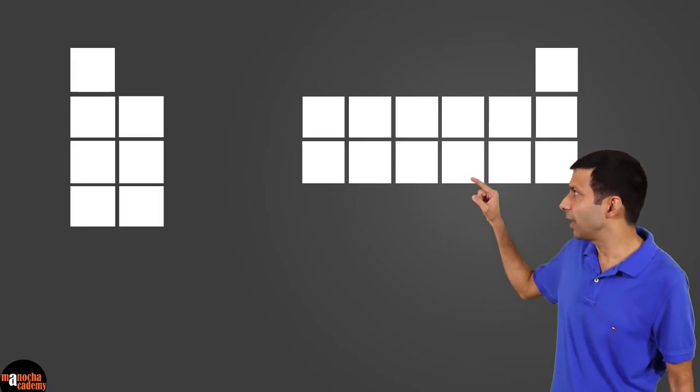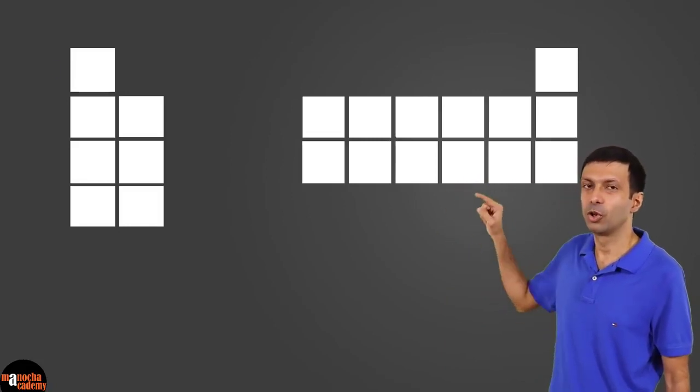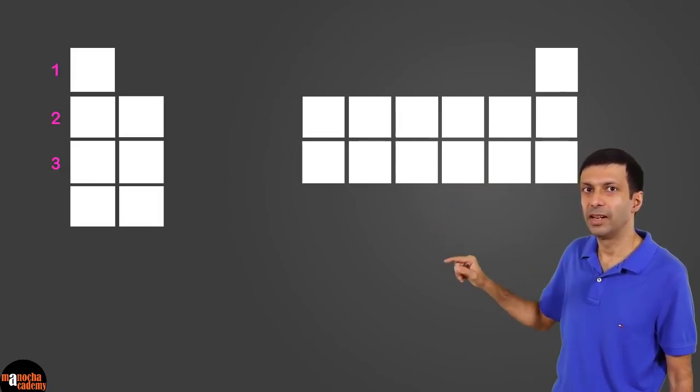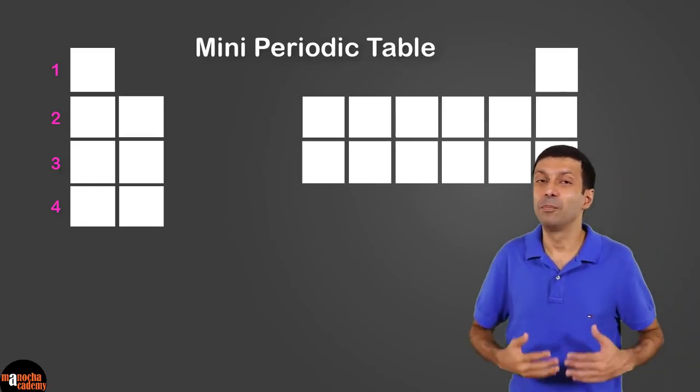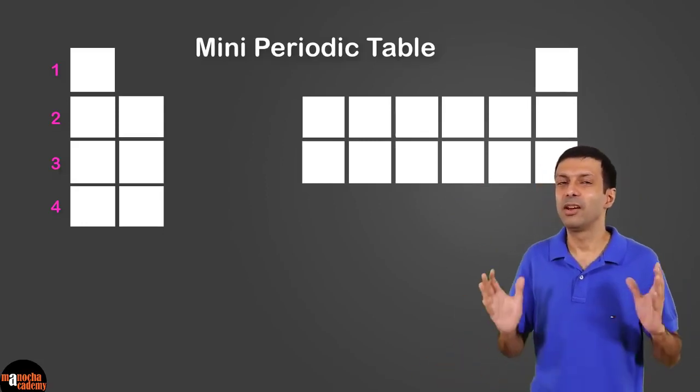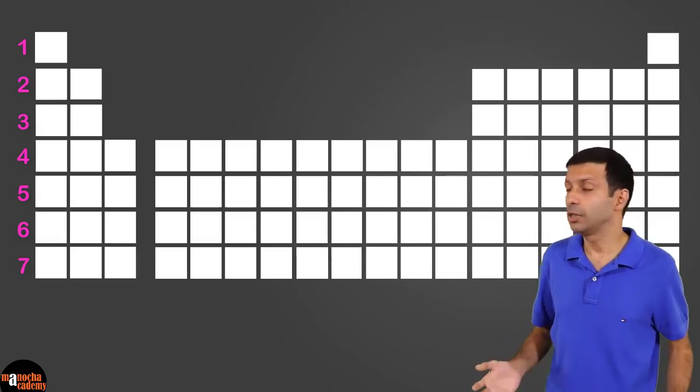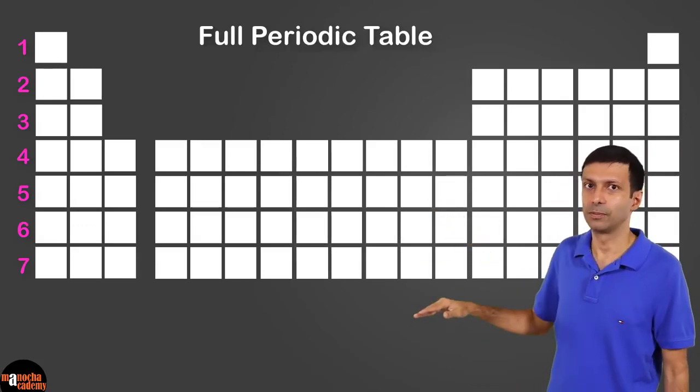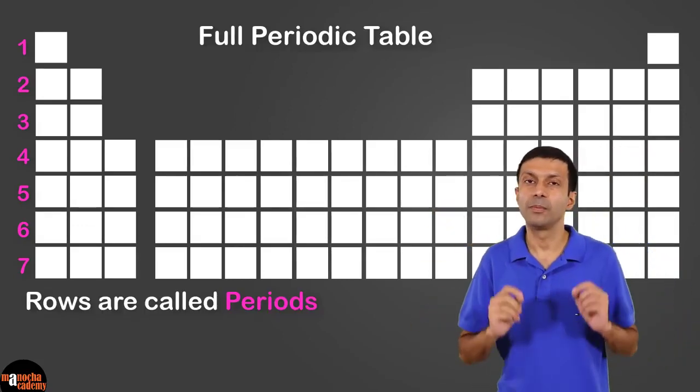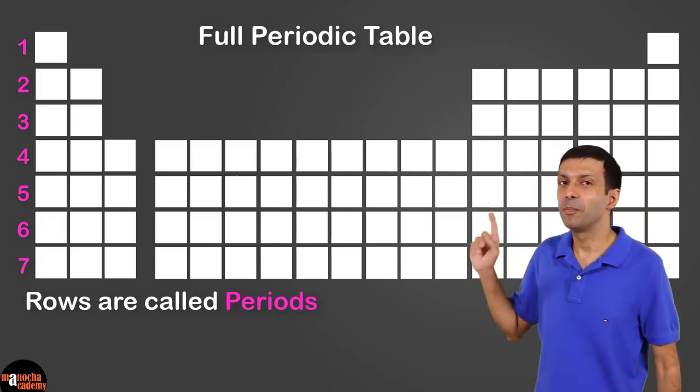First, let's start by numbering the rows. So it's going to be 1, 2, 3 and so on. In our mini periodic table, we have only 4 rows. But the full table has 7 rows. Rows are called periods. So these are period numbers.